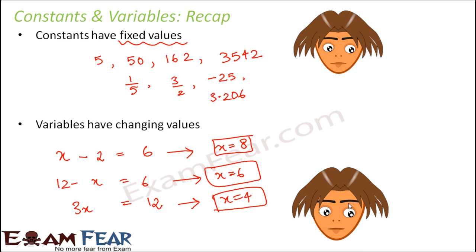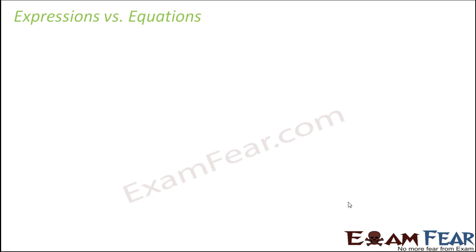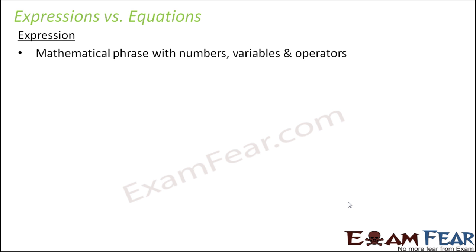So these are variables. Now many times children get confused between expressions and equations. So let us very neatly distinguish the two. When we talk about a mathematical expression, an expression is a phrase with numbers, variables and operators. So you will have constants, you will have variables, you will also have operators like plus, minus, divide, multiply. But you will not have an equality sign. So you are basically not equating anything in an expression.